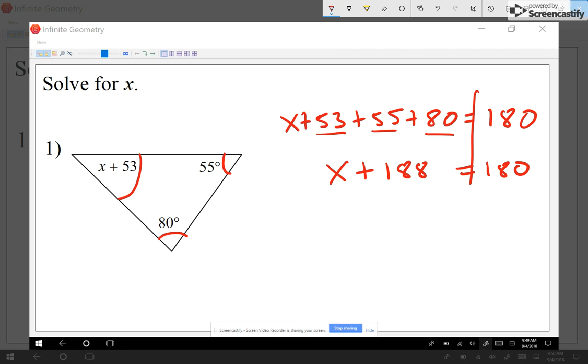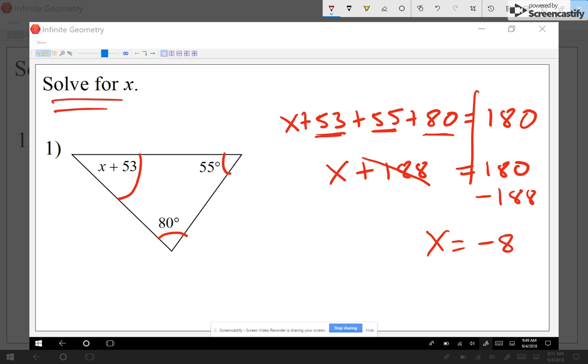Now my instructions here are solve for x. So let me move this plus 188 to the other side as a minus 188. So I get that x equals negative 8. It's okay if it's a negative value, yes. Simplify 53 plus 55 plus 80, and that's how I got the 188.